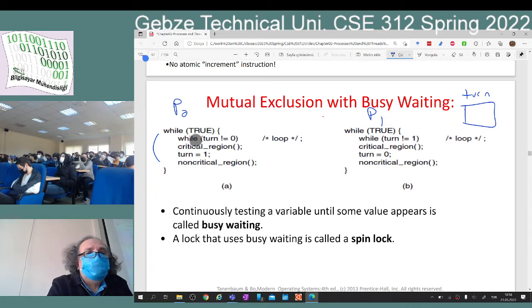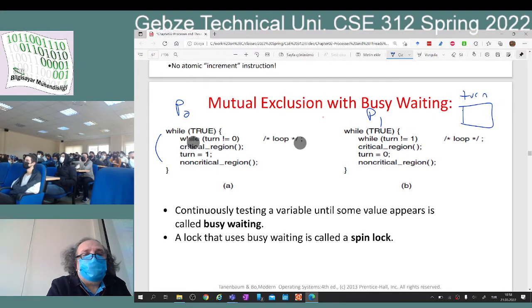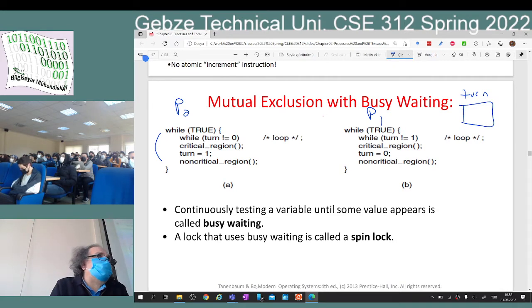This one says that if turn is not zero, then I will be in an infinite loop. If turn is zero, then I can enter the critical region because it is my turn. When I am done with the critical region, I make the turn one. I am saying that I am done with this critical region, with this common memory. Now whoever has the turn number one can take the critical region, and I will keep doing my non-critical region, whatever I am doing.